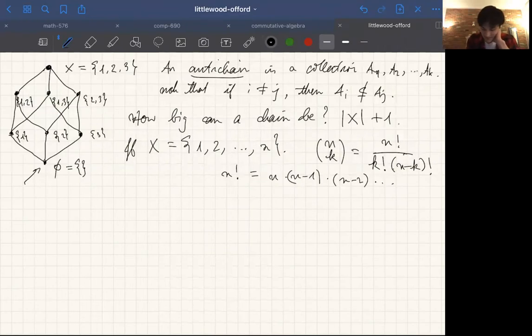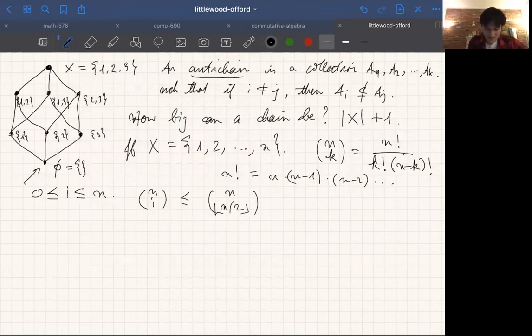So what we know is we can always take everything of one level. We can choose i between 0 and n, and take n choose i elements all on the same level, and that's going to be an antichain. How big can this be? I'm just going to state it without proof: the biggest it can be is when i is n over 2. Because n could be odd, we round it down.